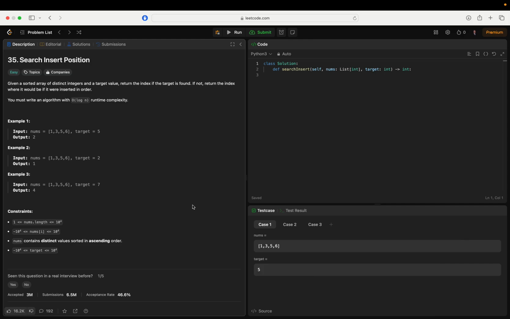All right, let's do a quick blind, easy one. We've got Search Insert Position. Given a sorted array of distinct integers and a target value, return the index if the target is found. If not, return the index where it would be if it were inserted in order. And then you must write an algorithm with O(log n) runtime complexity.